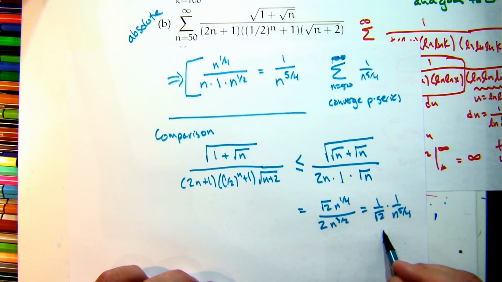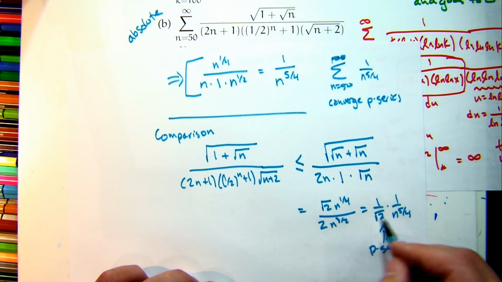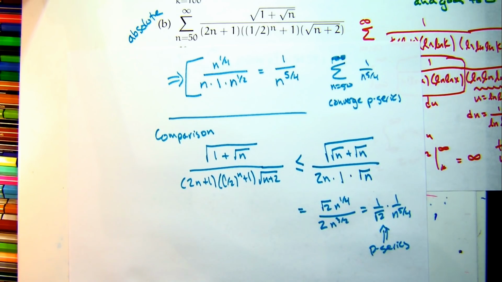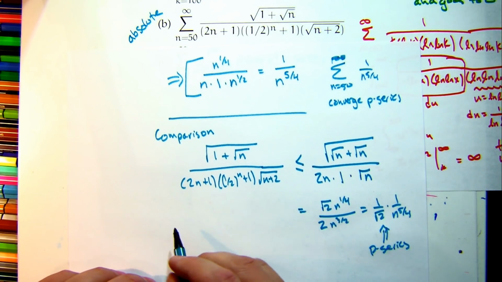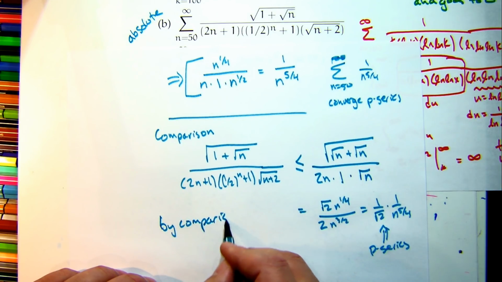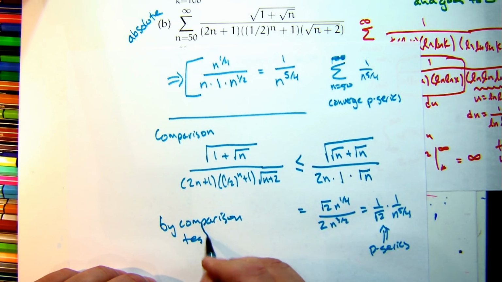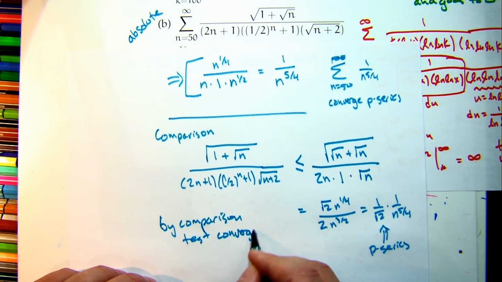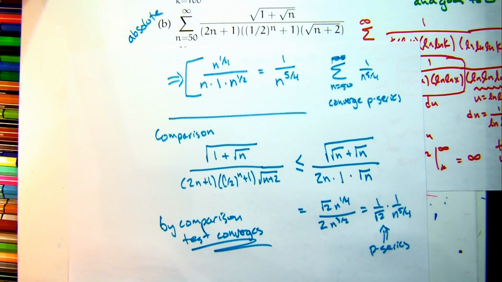And now, same thing, this is a p series. You don't need to worry about the 1 over root 2. That's a constant. Constants, don't worry. So, by comparison test, it converges. And because there's no negatives, it's absolute. All right?